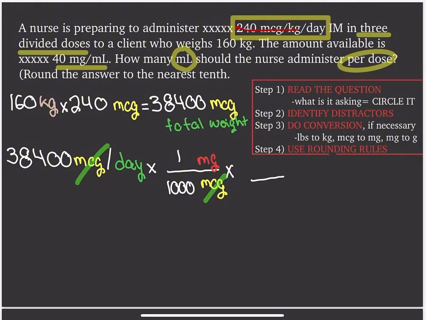Now we can continue our conversion. So for the next conversion, we use the available dose, which is 40 milligrams for every 1 milliliter. Same as before, the units cancel each other out, and the only thing we're left with is milliliters. And that's what the question is asking, how many milliliters? And that leaves us with 0.96 milliliters per day.